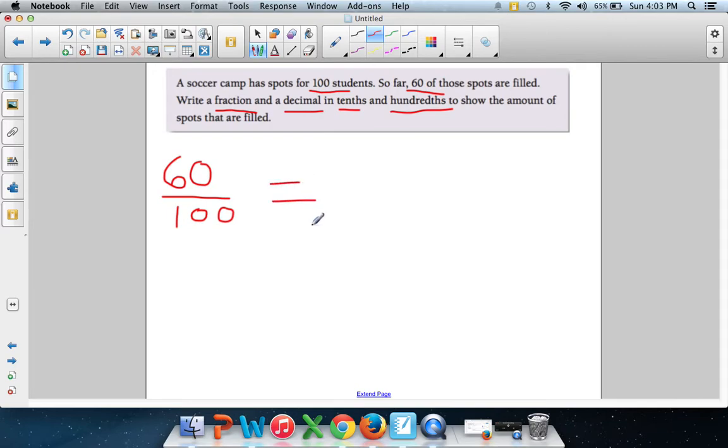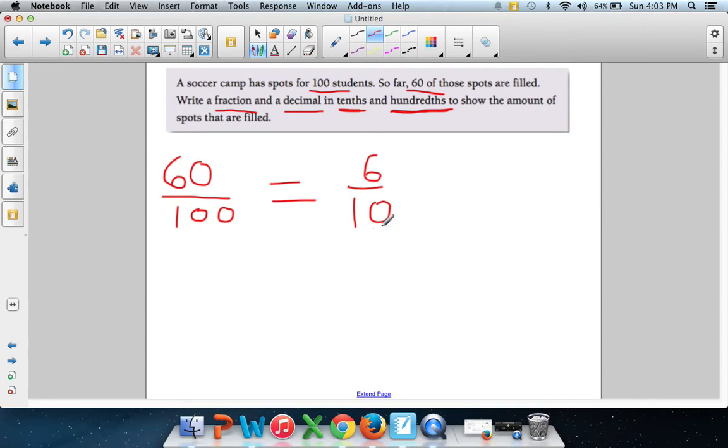What would that be in another fraction form? Think about how we already have hundredths, but now they want tenths. What number should go on top? It was 60 when it was over hundreds, but with tenths, it will only be 6.